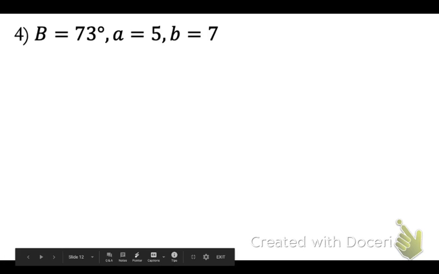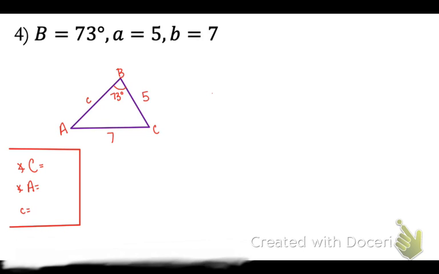Okay, again, we want to make sure we draw our picture and label all of the information that we're given. So we're given this information. I always make my list again of what I'm looking for. So I'm trying to solve the triangle. I need to find angle C, angle A, and side length C.